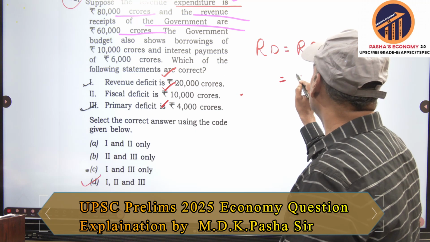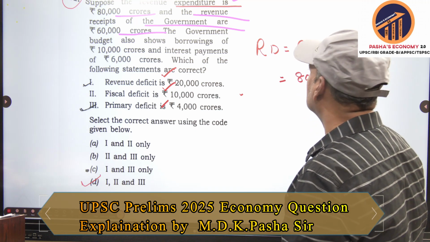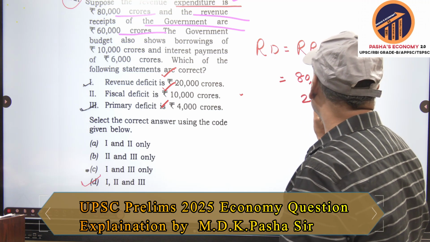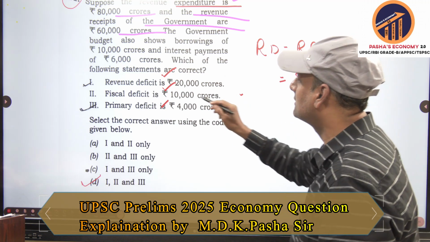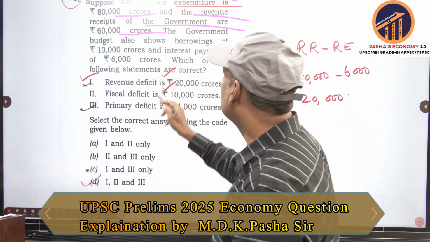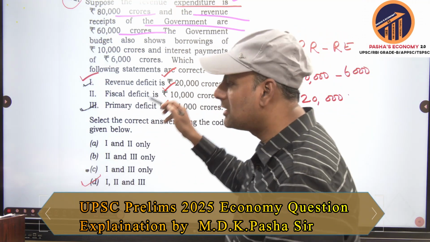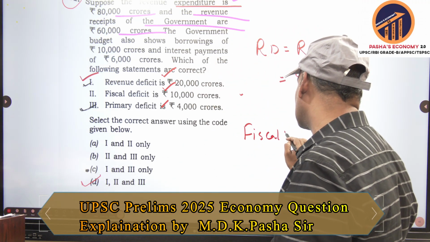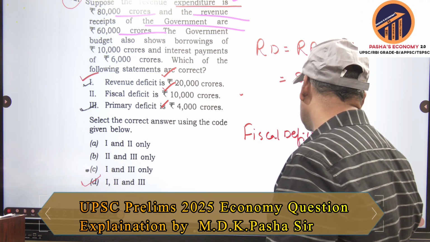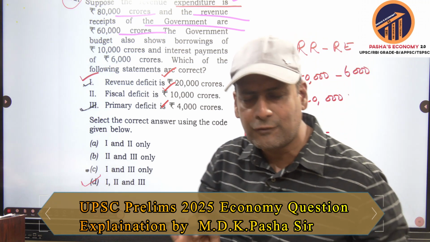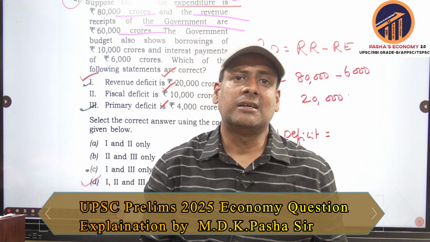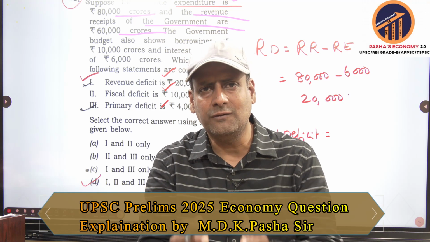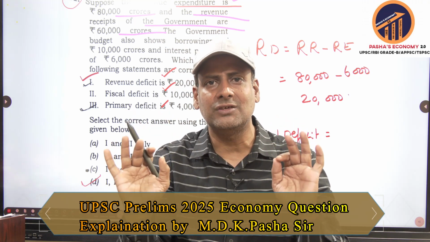Revenue receipt is 80,000 crores and revenue expenditure is 60,000 crores, and it is clearly mentioned that 20,000 is your revenue deficit. Clear? Option 1 is right. Then he has the fiscal deficit. Fiscal deficit in any economy is nothing but the borrowings of the government. Initially, if you see this question you may get confused. You may write the fiscal deficit formula and try to identify all the components, but it is not possible like that. So friends, fiscal deficit is nothing but the total borrowings of the government.